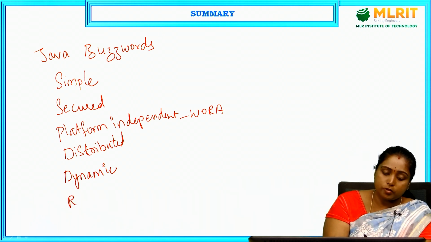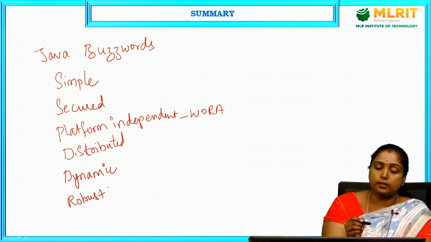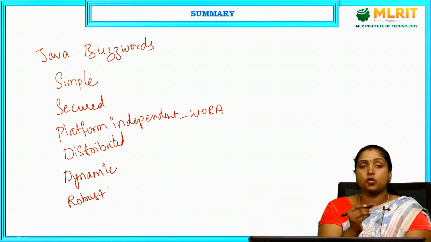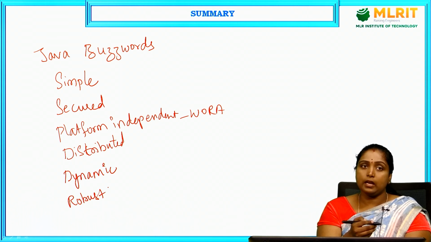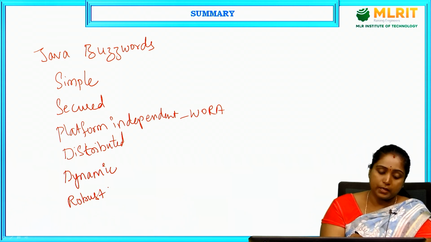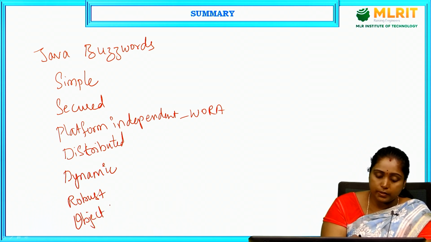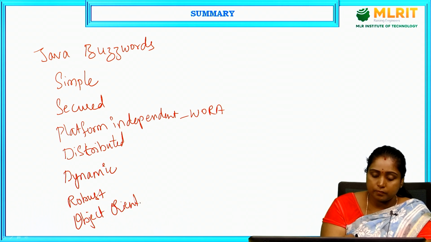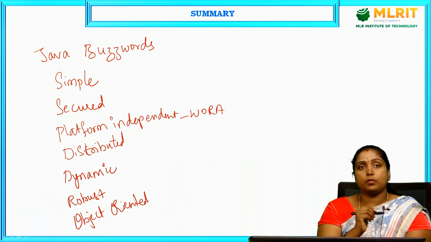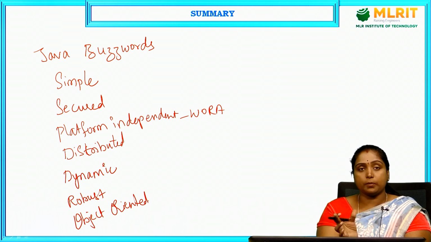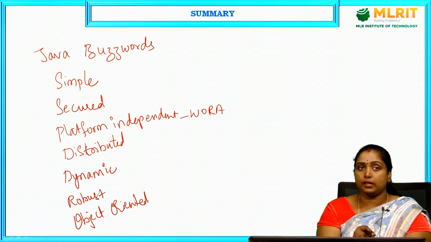And robust. Robust is one of the features. So what is robustness? It is strong. It has a strong set of garbage collectors as well as exception handling. So you can say Java has robustness as one of its best features. And the last one is object oriented. We have seen many object-oriented programming concepts like abstraction, encapsulation, polymorphism, as well as inheritance. These features give a strong set of applications, which is a feature of Java.